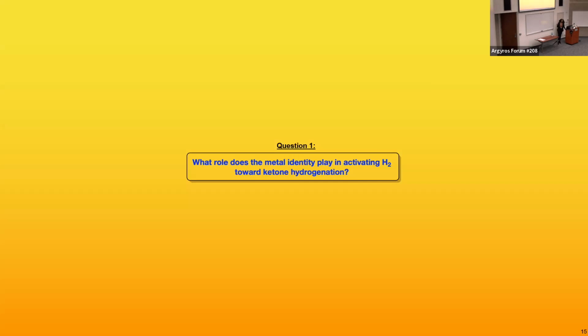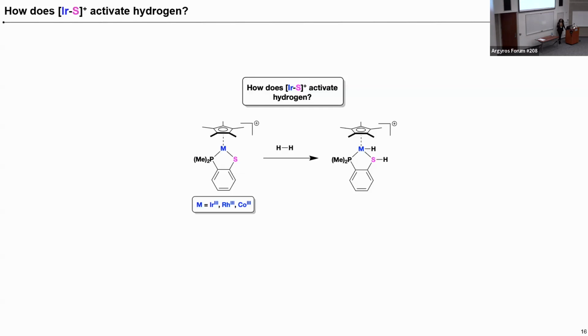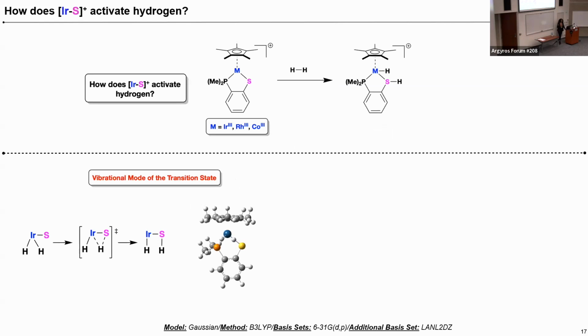So that takes me back to my first question: what role does the metal identity play in activating hydrogen towards ketone hydrogenation? And basically, to investigate this, we first started by looking at the bond activation process. So when given the chelated catalyst, how does iridium activate hydrogen? To answer this, I first generated a transition state scan with Gaussian as the model, B3LYP as the method, and 6-31G(d,p) and LANL2DZ as the basis sets.